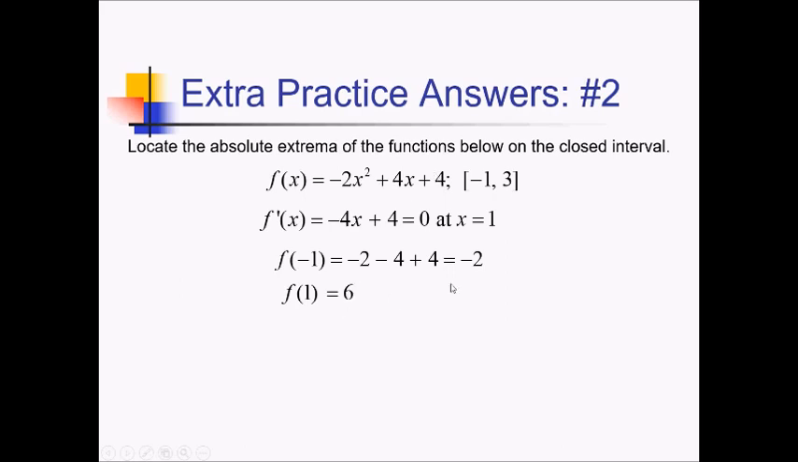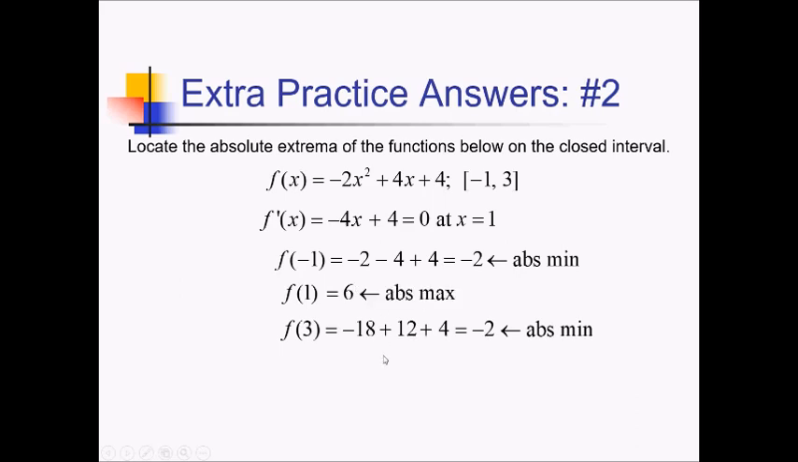And then finally, we test the last endpoint, 3. So that's -2 times 9, so -18, plus 12 plus 4. So -18 plus 16 is going to give us -2. So we see here that we have an absolute min of -2, and there's actually a tie. So you can have more than one absolute extrema as long as they're the same value. So absolute min's at -2, and then kind of by default, because it's the only other number, 6 is going to be our absolute max.